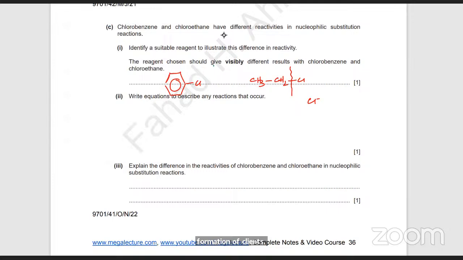What you do is you add silver nitrate aqueous. So in this case, you're going to get a white precipitate. Okay? Every time the Cl is going to get substituted, you'll get a white precipitate of what? AgCl.